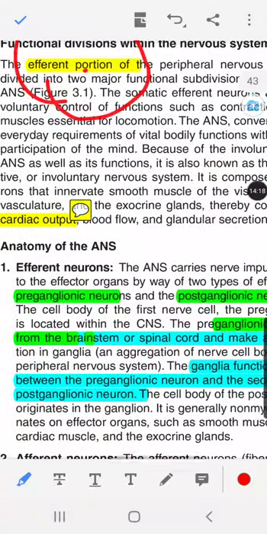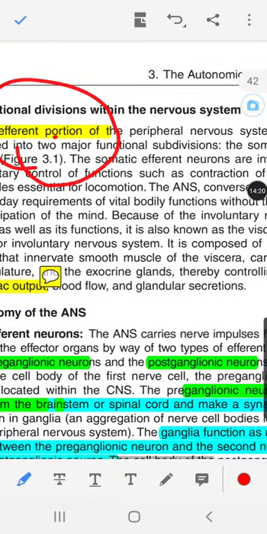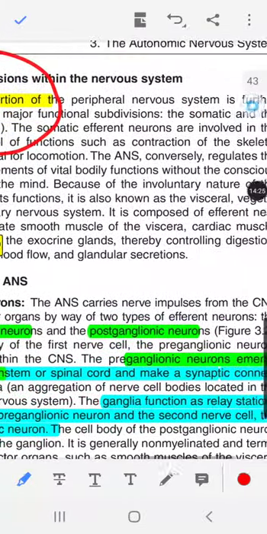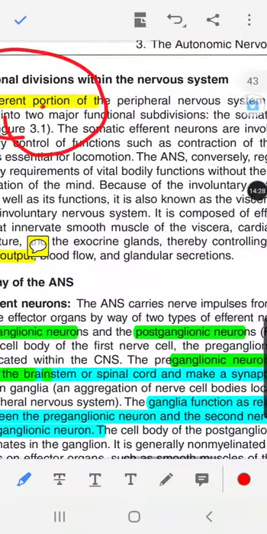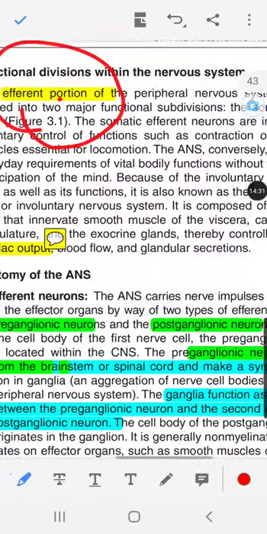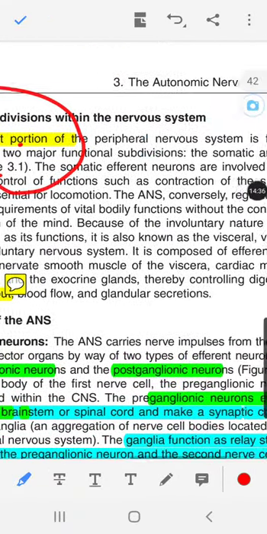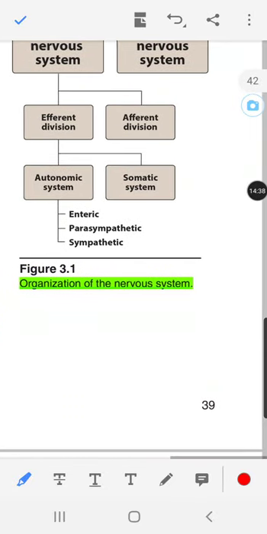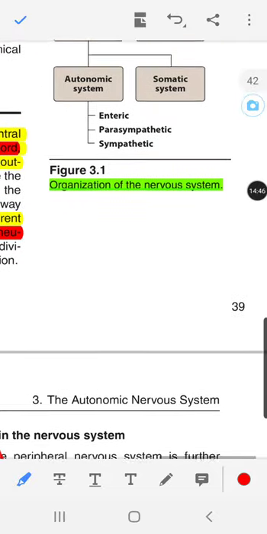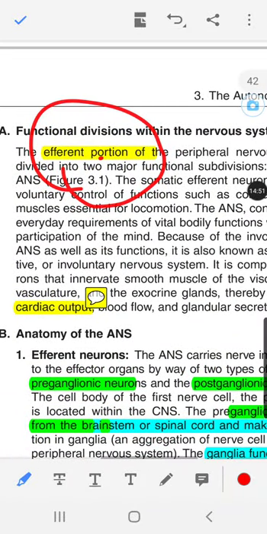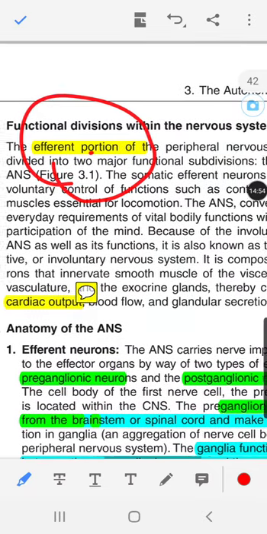So for the functional divisions, you can study that the efferent portion of the peripheral nervous system is further divided into two major functional subdivisions, the somatic and the autonomic nervous system. You can see here the efferent division is divided into the autonomic system and the somatic system. So efferent neurons are those which take signals away from the brain and spinal cord to the effector organs. You have to learn this.